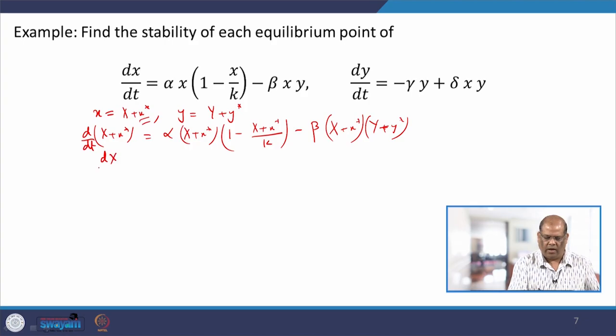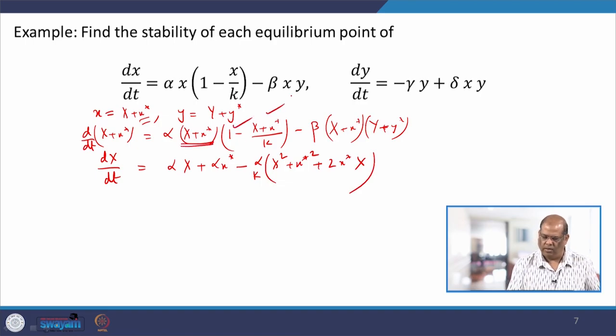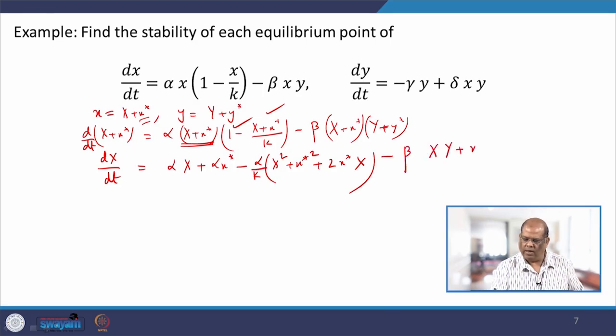So, in this particular case, it is dx dt. I multiply this whole term. This is alpha x plus alpha x star, then minus alpha by k, then x square plus x star square plus 2 x star into x. So, I multiply this by this and this by this, minus beta times xy plus x star y plus y star x plus x star y star.